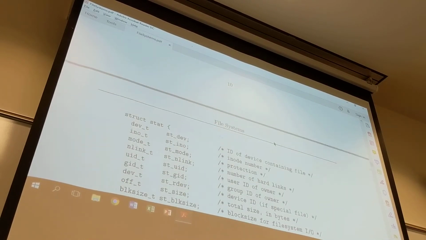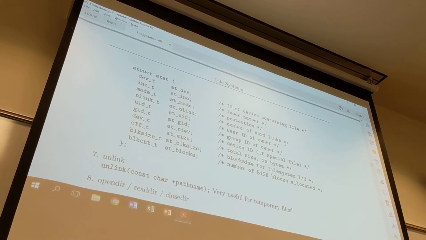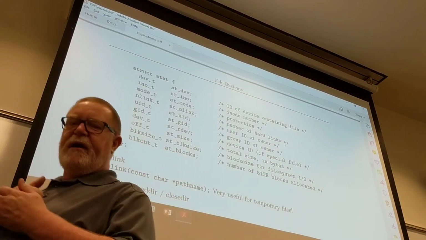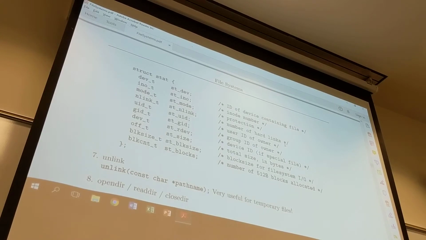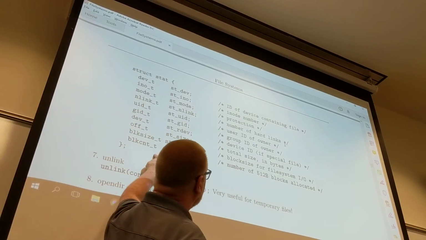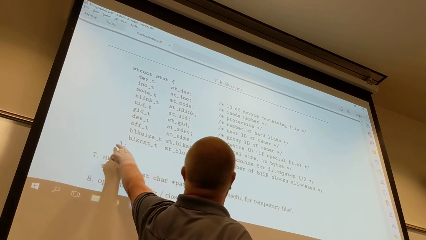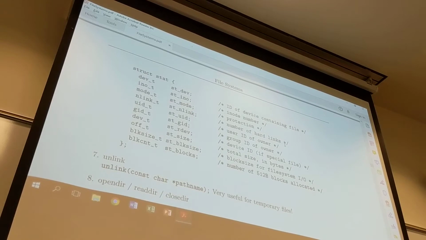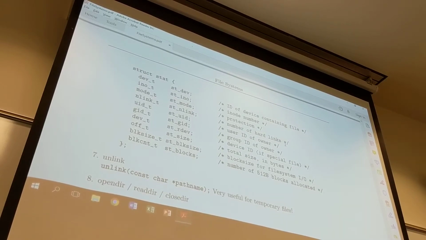Stat and fstat are really, really cool. Let's see, this is not the current Linux one. I think this is the current Unix stat buffer. And notice that when we get down here, this is an older one. It says the number of 512 byte blocks that were allocated. Some file systems use 512 bytes, most use 4K.